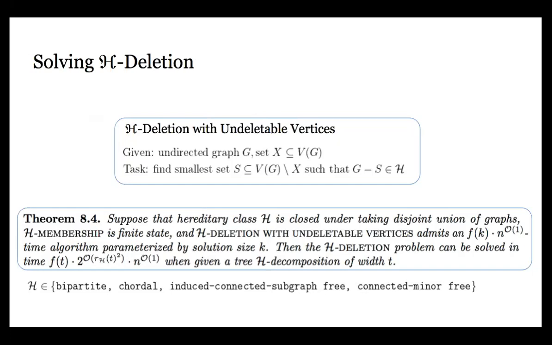So observe that in the previous meta theorem, we didn't have to assume that these minor obstructions or subgraph obstructions are connected, but here it is necessary, because otherwise the class might not be closed under disjoint union of graphs, and the H membership might not be finite state.